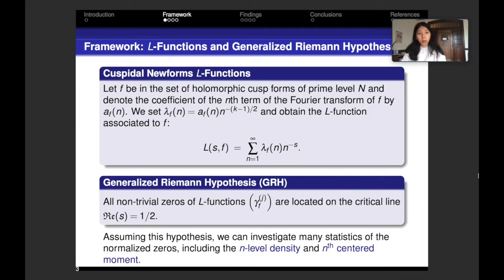The family of L-functions we study is the cuspidal newforms L-functions. We assumed the generalized Riemann hypothesis so that we could order all the zeros on one line and study statistics like the n-level density and the n-centered moment.